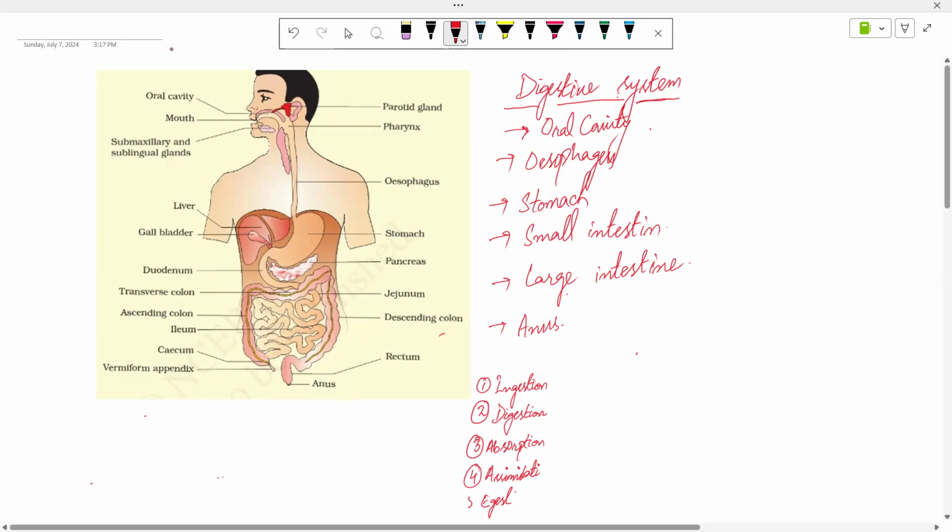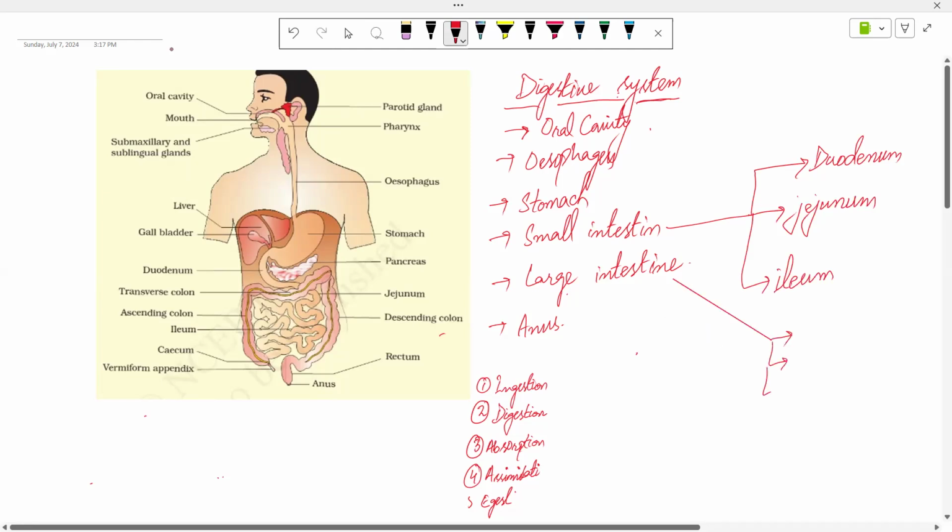The small intestine is further divided into three main parts. Number one, duodenum, jejunum, and ileum. And the large intestine is also further divided into three main parts: cecum, colon, and rectum.